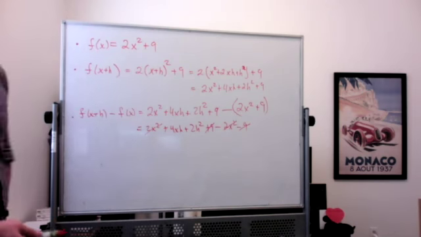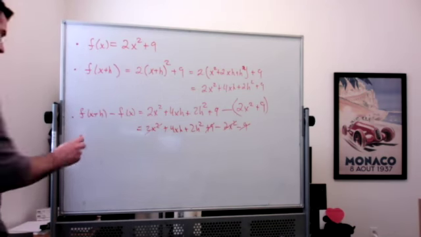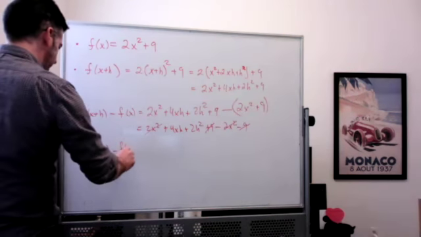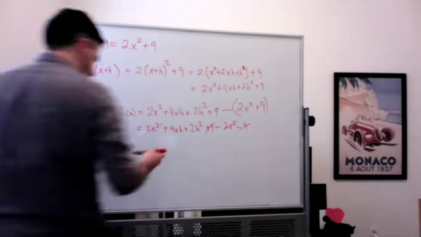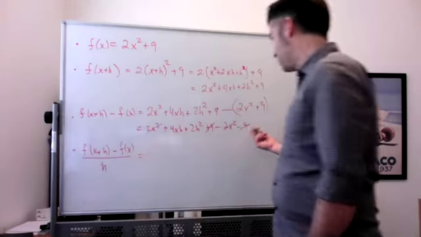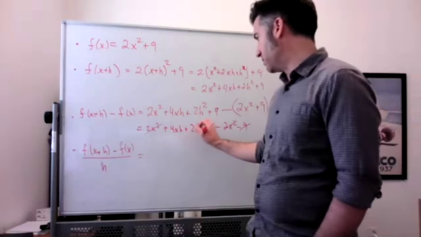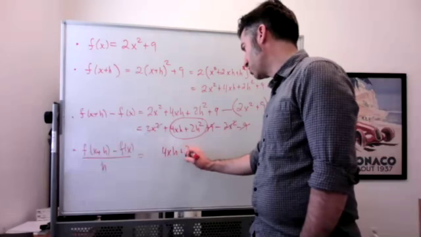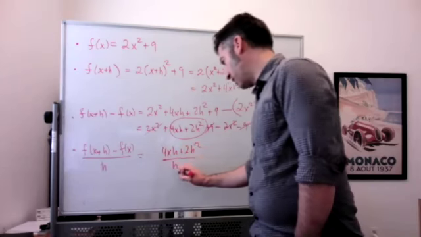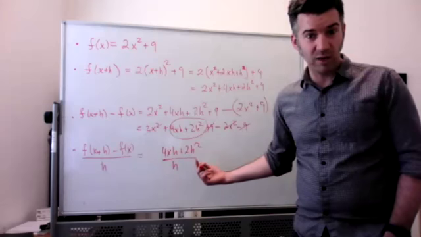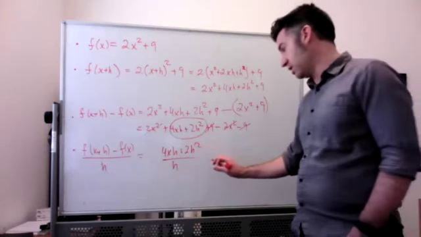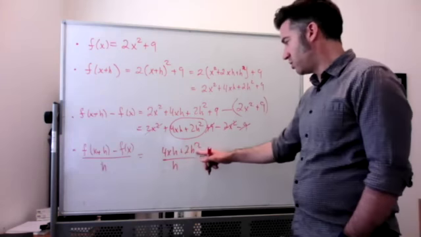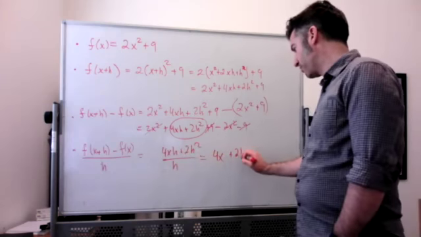So the second to last part of this question is then to divide by h. They say, what's f of x plus h minus f of x divided by h? So we get all of this divided by h, meaning just this part. So it's 4xh plus 2h squared divided by h. You can either factor out the h and cancel, or you can just divide each term by h. So 4xh divided by h is 4x, and 2h squared divided by h is 2h.